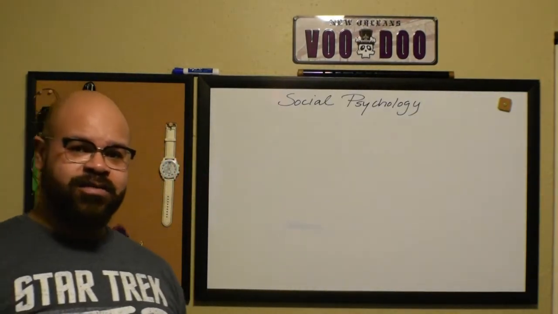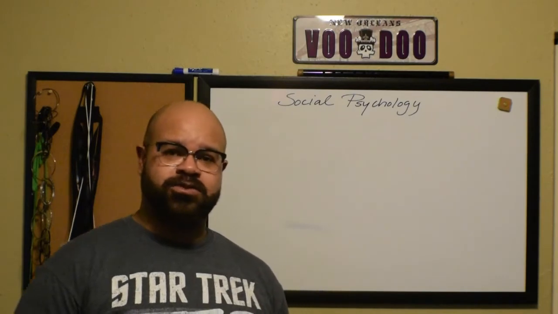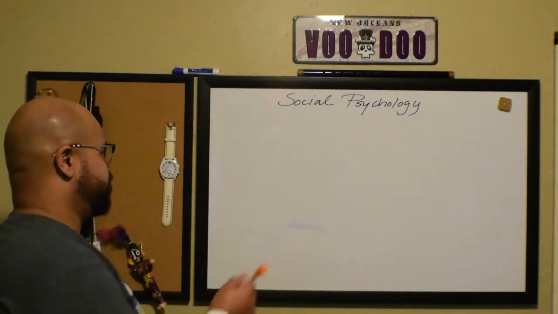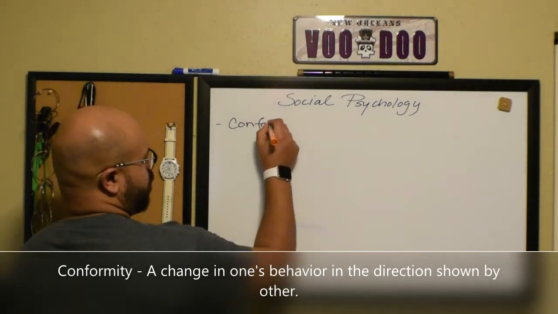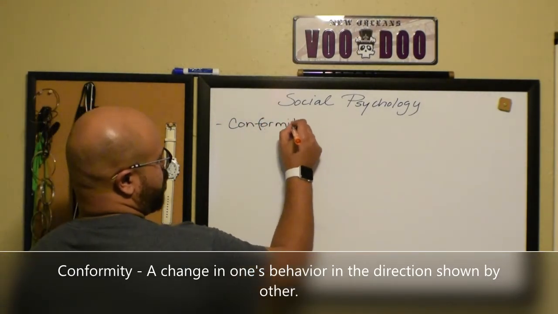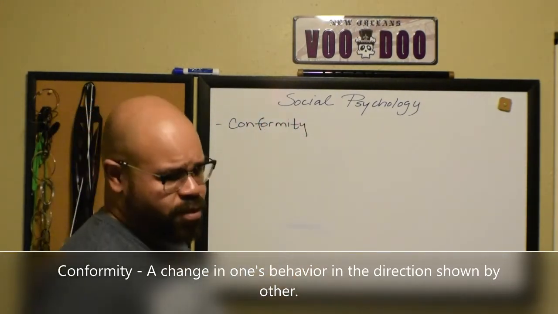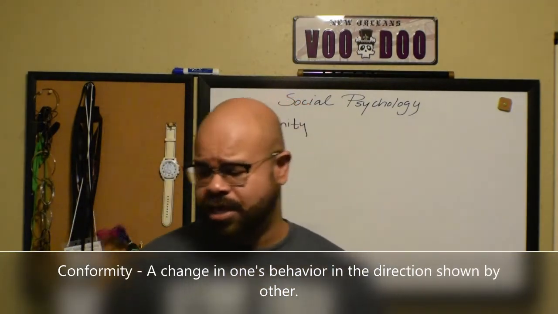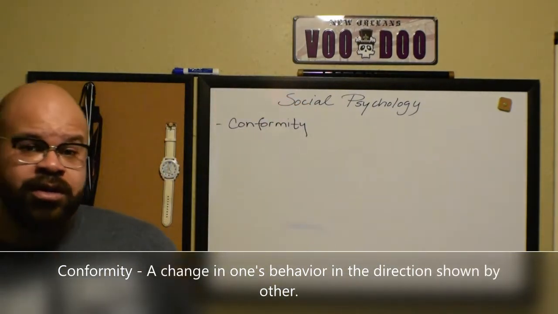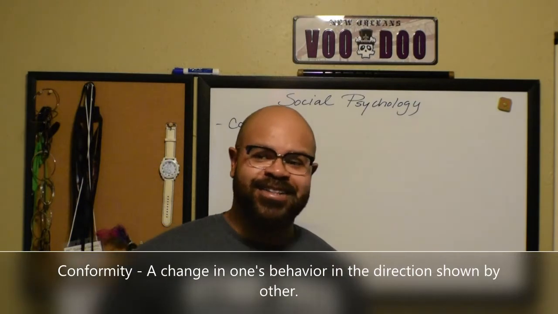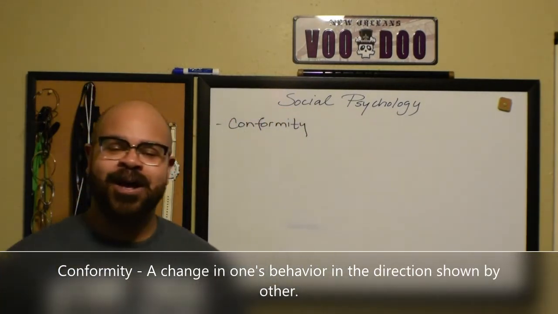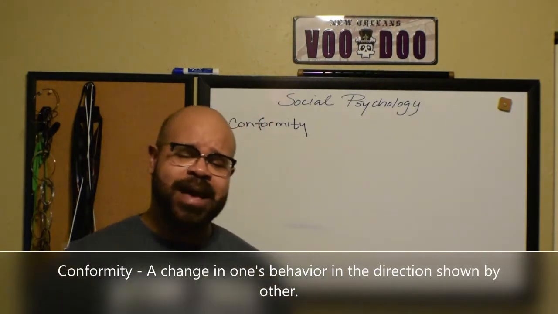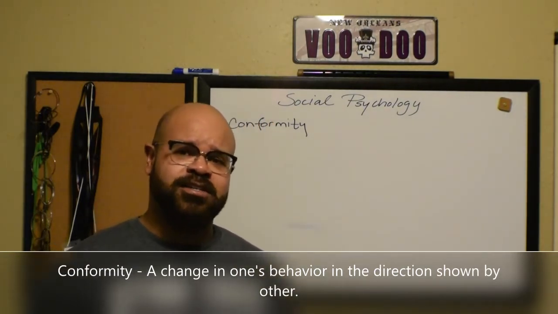All right, so let's go over some terms from social psychology. The first is conformity. Conformity is our tendency to do what everyone else is doing. Again, this kind of goes against the grain of an American or a Western mindset, but this is a very powerful instinct in human beings.